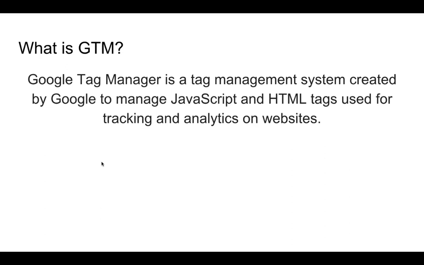This is the actual definition from Google. Google Tag Manager is a tag management system created to help manage JavaScript and HTML tags used for tracking and analytics. In simple language, if you're doing any kind of paid advertising, you're going to want to have necessary tracking on there to measure your return on your investment. And in order to do that, you're going to need to put certain snippets of code on your website, commonly called a Facebook pixel or a Google Analytics JavaScript. And this is going to make it a lot easier for you to do.